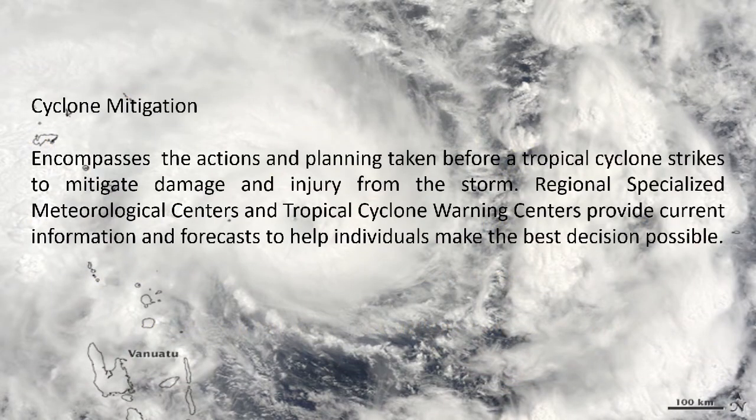And for the cyclone mitigation, it encompasses the actions and planning taken before a tropical cyclone strikes to mitigate damage and injury from the storm. Regional specialized meteorological centers and tropical cyclone warning centers provide current information and forecasts to help individuals make the best decision possible.